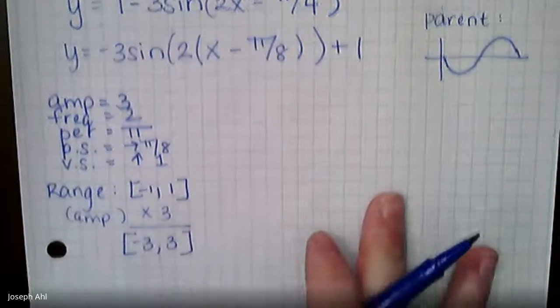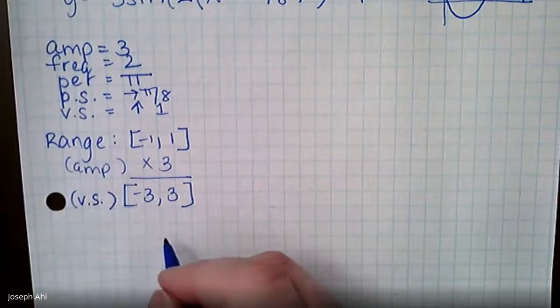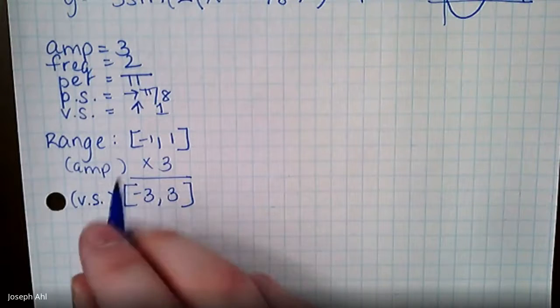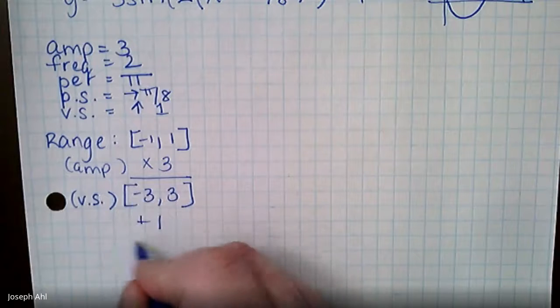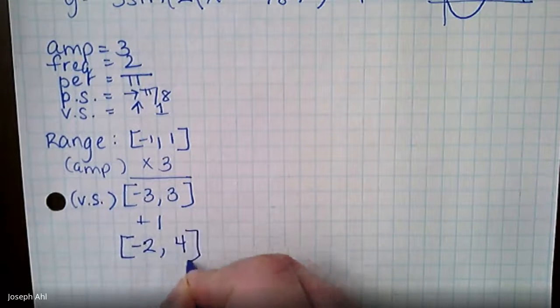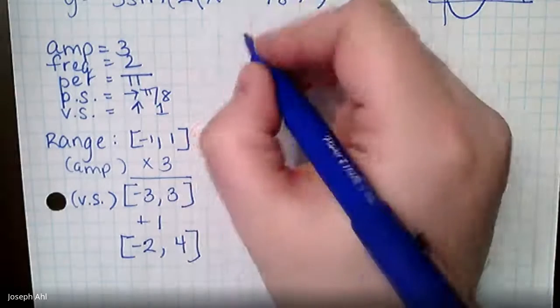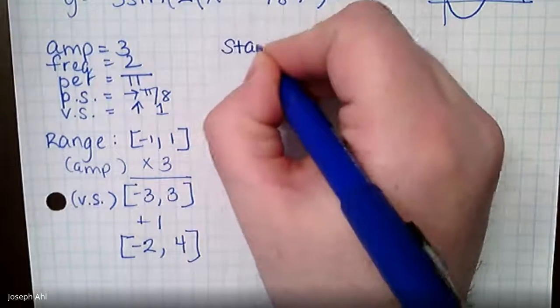And then after multiplying by the amplitude, we're going to add on that vertical shift. These are all things that would affect the y values. So if I add on the vertical shift, which is a +1, -3 plus 1 brings you to a final range of -2 to 4. So when I go to make my sketch, I'm going to make sure that the y values span from -2 to 4.